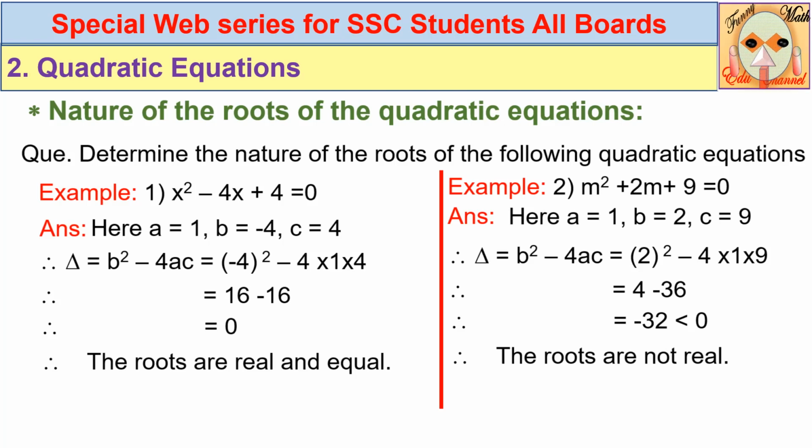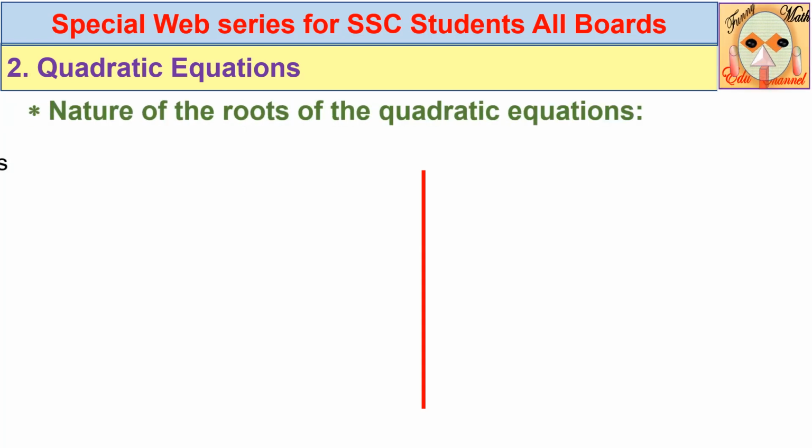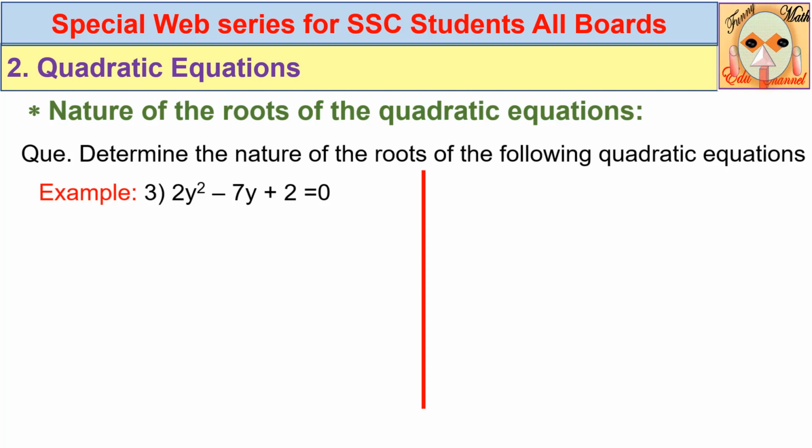This was our conclusion. Now in the same manner we are going to see the third example, 2y square minus 7y plus 2 equal to 0. Now comparing this with the general form ax square plus bx plus c equal to 0.